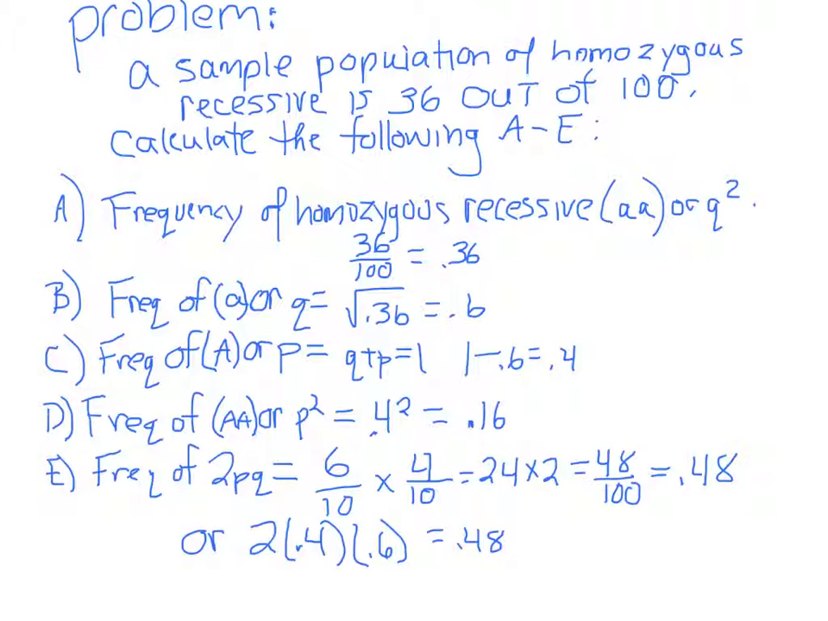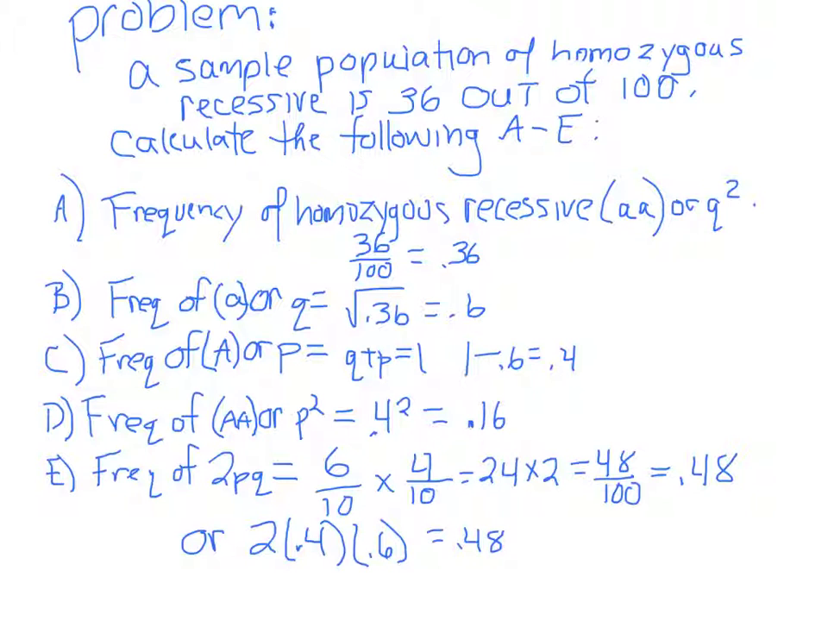So the first question says, what is the frequency of a homozygous recessive, which is lowercase a, or q squared from our equation? So we pull out 36 out of 100. So 36 over 100 is 0.36. So that is our homozygous recessive. Then they ask for our recessive allele, which is just q or lowercase a. So we're going to take the square root of 0.36 and we get 0.6.